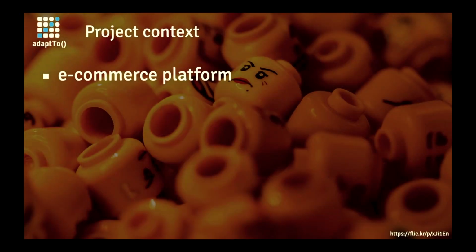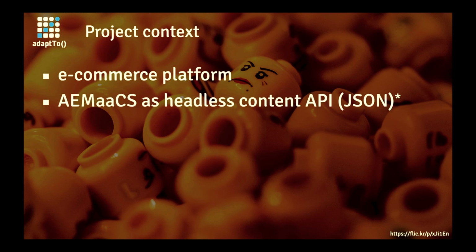So first, let's set the scene. In this case, that was an e-commerce project. A project like this, which is a fairly large one, contains a lot of moving parts, and AEM was one of them. That was a headless JSON API, which was meant to return just JSON in like 99.9% of cases. There is one exception. We're going to get to that in a second.